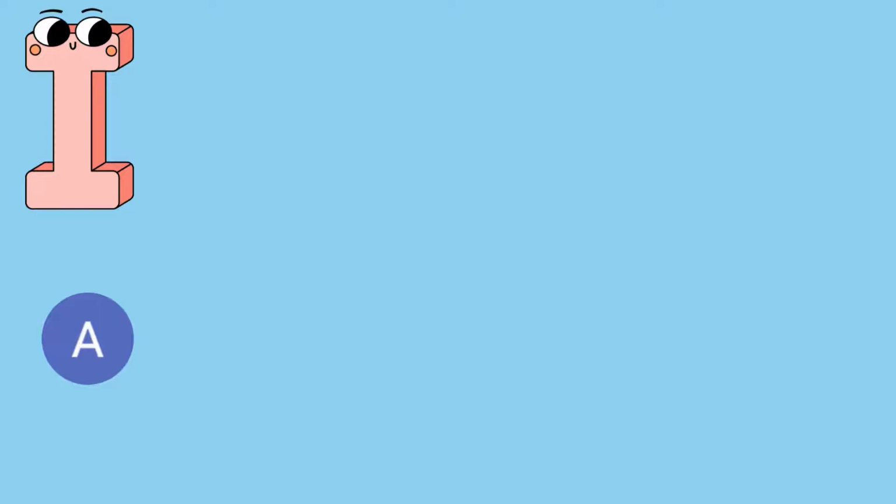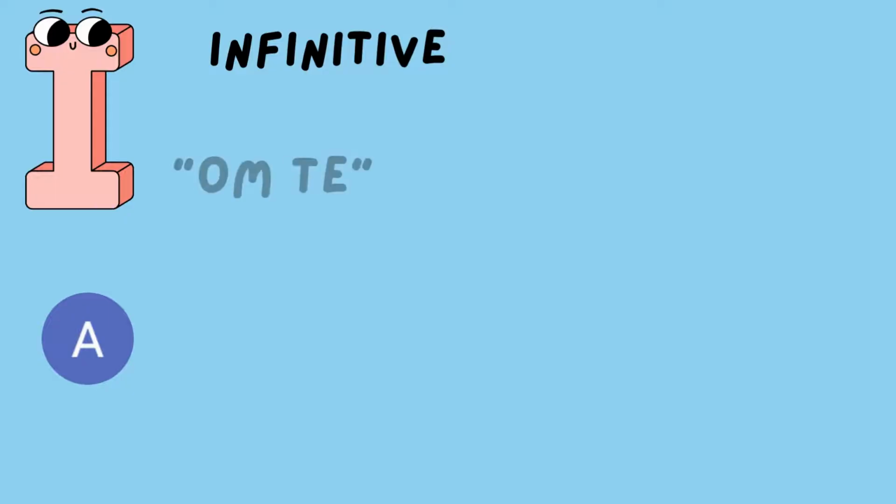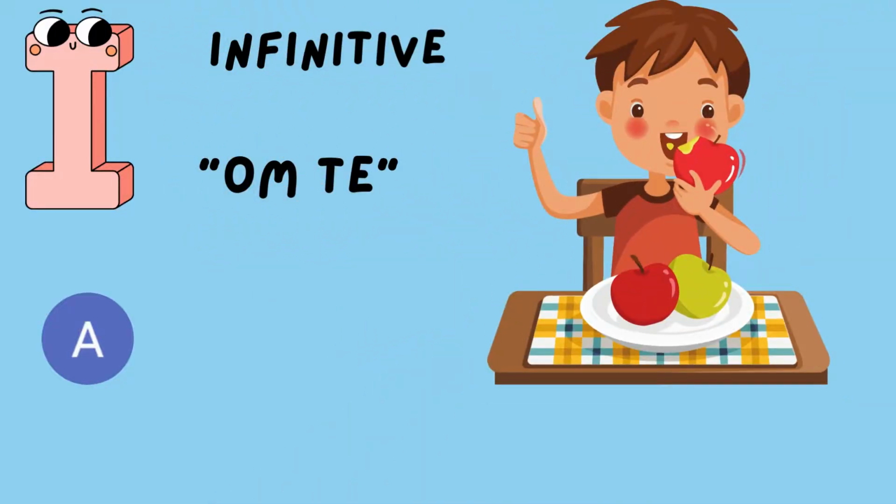That brings us to I, which is the infinitive verb. This one is easy to recognize because it will always have "om te." The I stands for infinitive verb. This is often the last part of a sentence when using helping verbs or a second action verb.